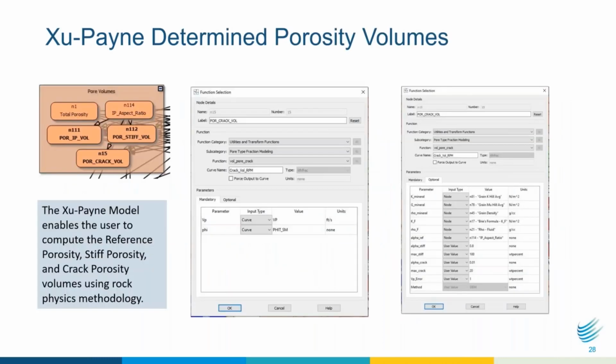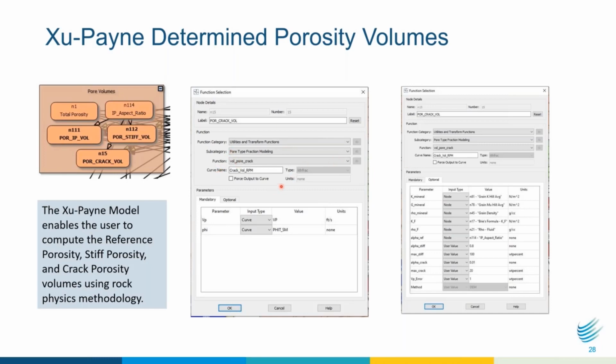Now, you have an option in the Jupain model in PowerLog. You don't have to do it petrophysically. You don't have to determine the volumes of rock. You can say, I'm going to use the pore type fractioning model options within PowerLog. This is what you get when you double click on one of the nodes on the RPM model.